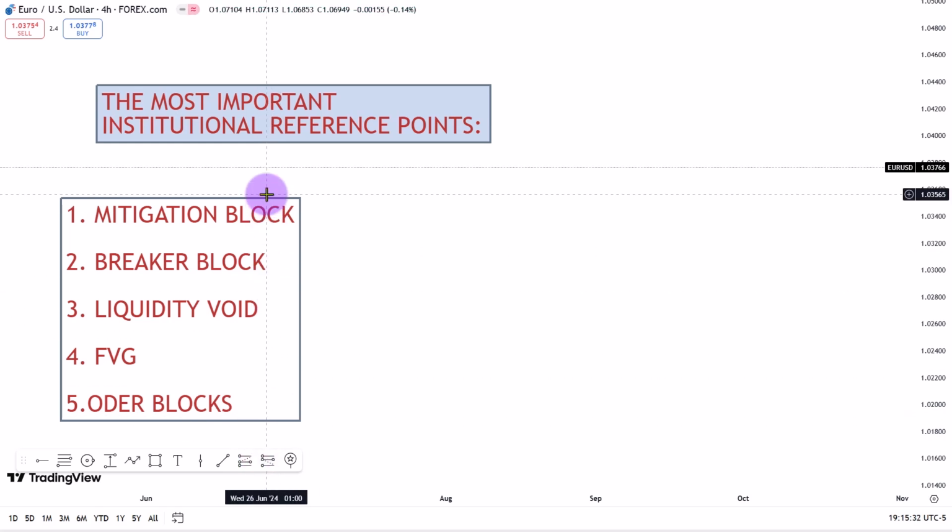You're supposed to be looking for these things on the chart one after the other in their order of importance. What this means is that the mitigation block has more importance than the breaker block, than the liquidity void, than the fair value gap, than the order block. Okay, you're supposed to be looking for these things on the chart.